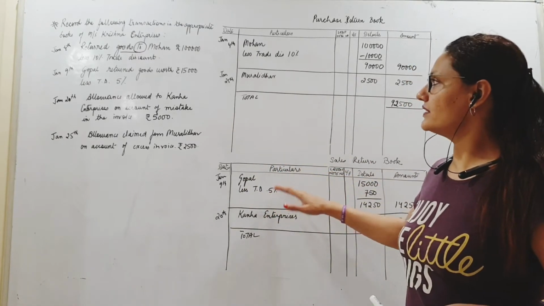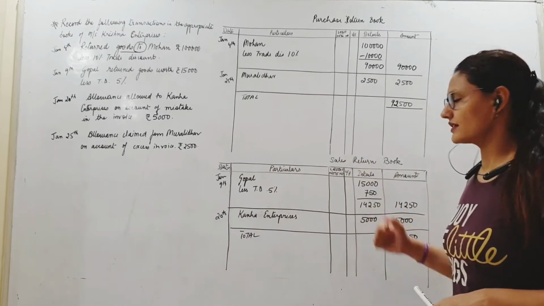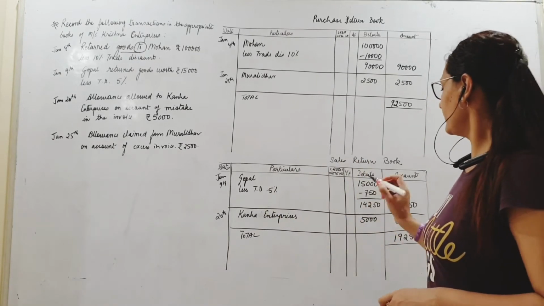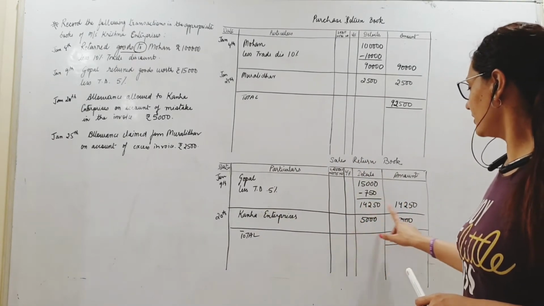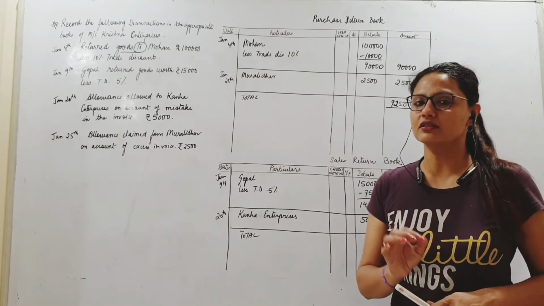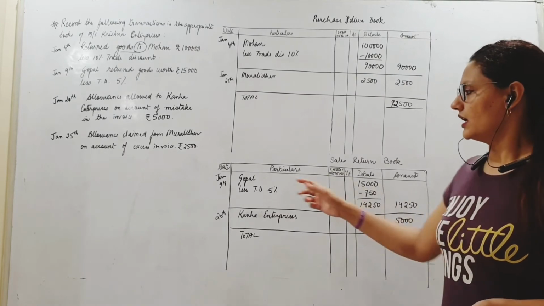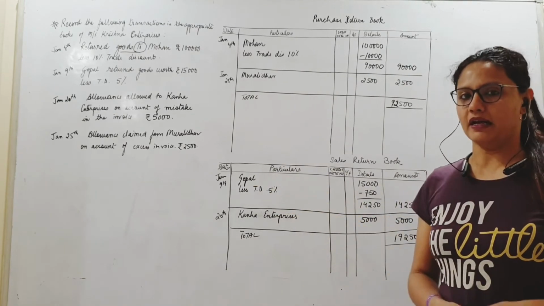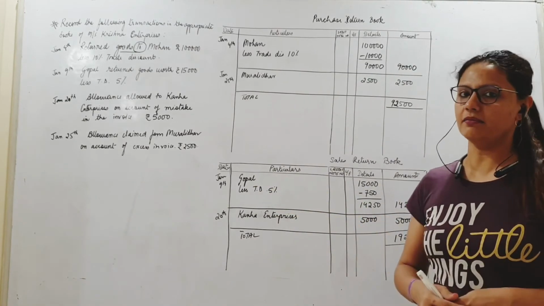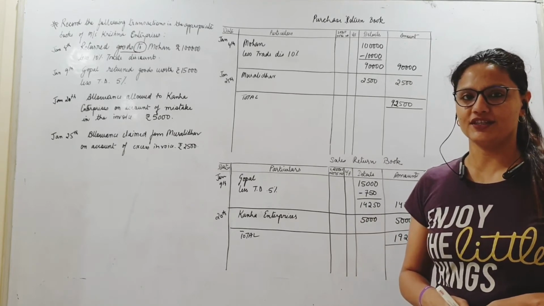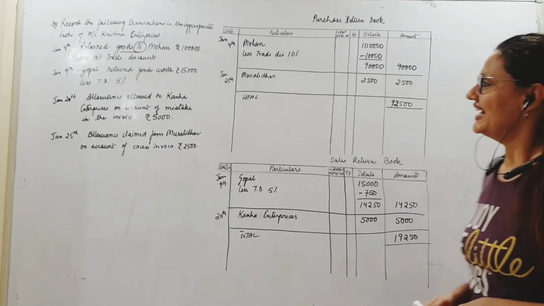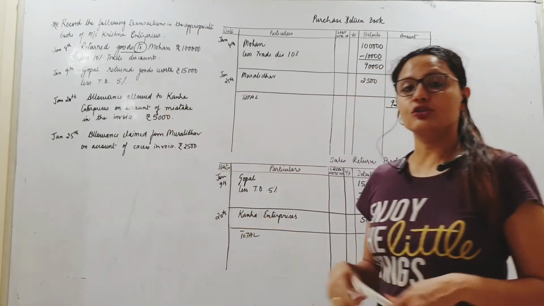Less 5% trade discount. 5% of discount. So 750. If I subtract 750, my net return amount comes to 14,250. So this is the actual amount I will be subtracting for Gopal's account. And then he pays me the remaining amount for the goods that he has purchased. Easy? Then allowance allowed to Kanha.